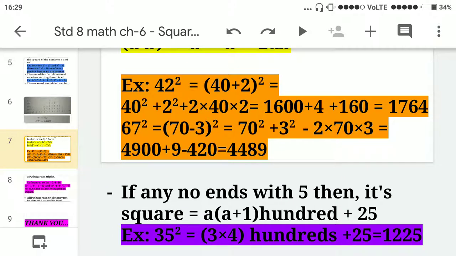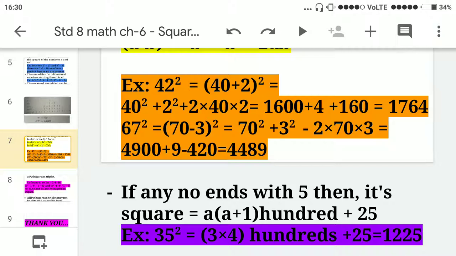Then if any number ends with 5, then its square equals a into (a plus 1) hundred plus 25. It is much easier, right? So if it is 35 square, 5 is there in the unit place, no? So the last two places will definitely be 25. And before that you can write a into (a plus 1).